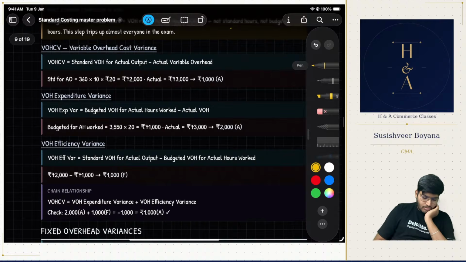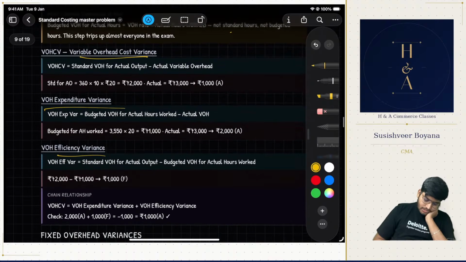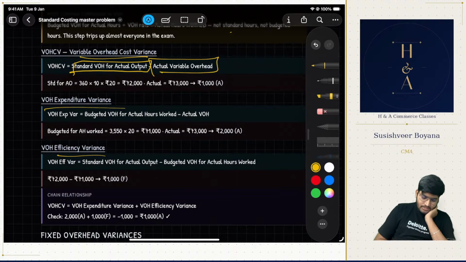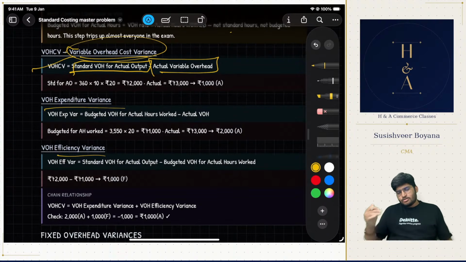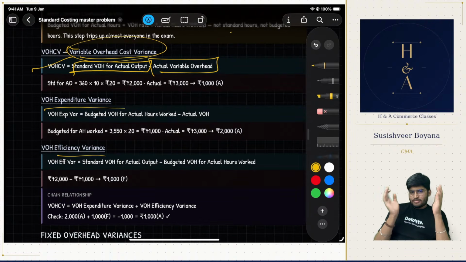Okay. Variable overhead cost variance, variable overhead expenditure variance, efficiency variance. Standard variable overhead for actual output minus actual variable overhead. As always, the cost variance is one thing you can easily solve in any MCQ if you get one. It's always going to be standard minus actual.